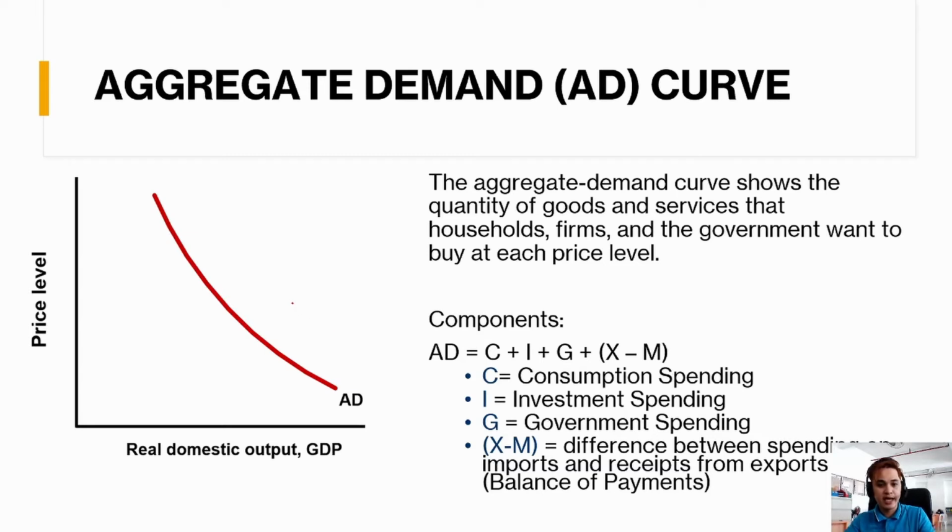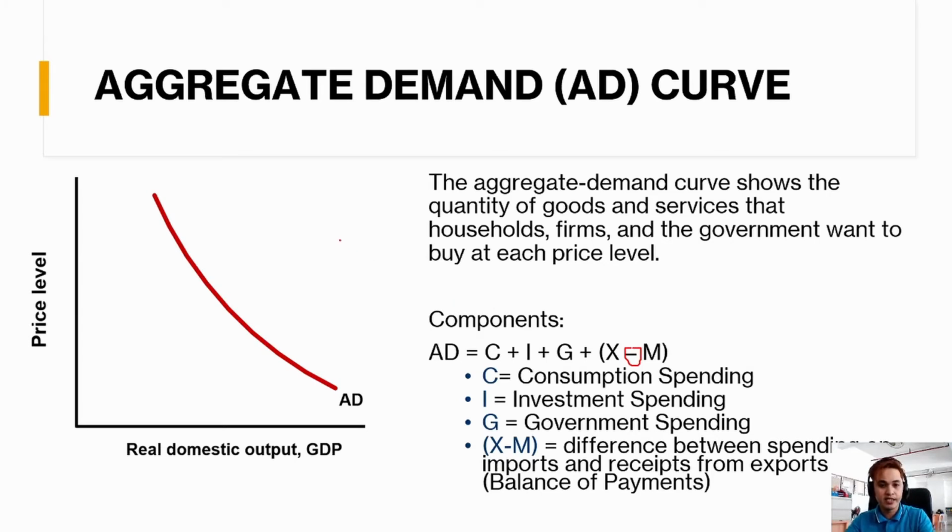And then our M here is the import spending. These are the goods and services bought from abroad or from the rest of the world. This represents an outflow, meaning funds going out of our domestic economy. That's why it is negative here, meaning money or demand flows out.